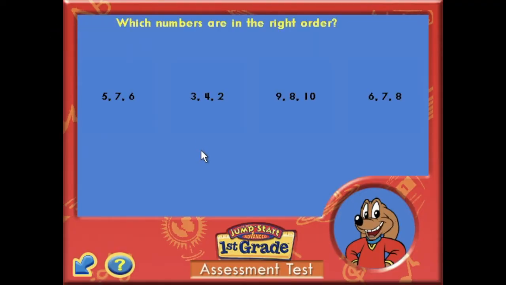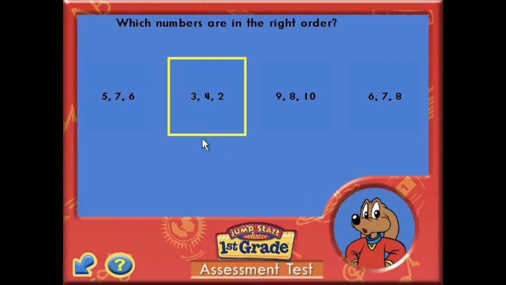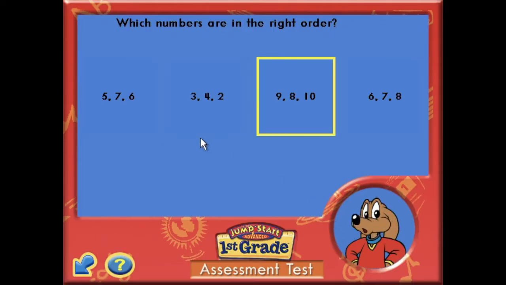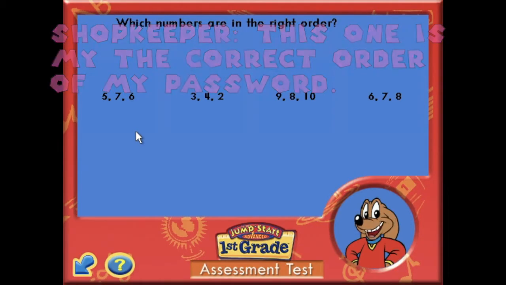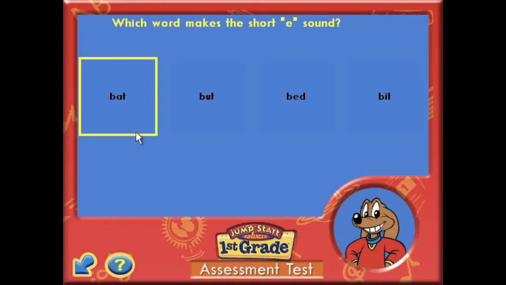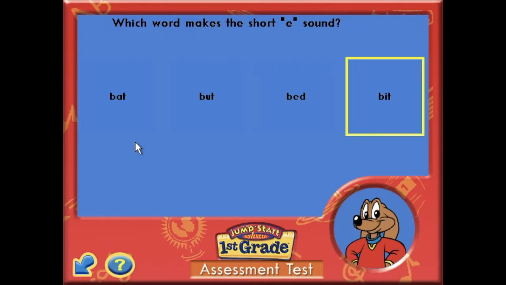These next questions have to do with number order. Which numbers are in the right order? 5, 7, 6, 3, 4, 2, 9. Nope, you missed that one. But don't worry. Let's try something else. How well do you know your letter sounds? Which word makes the short E sound? Bat, butt, bed, bit.